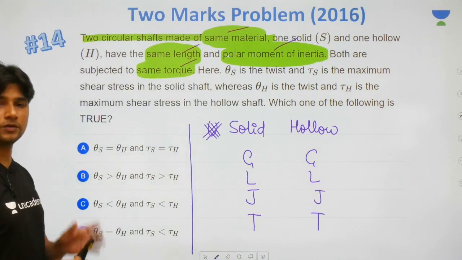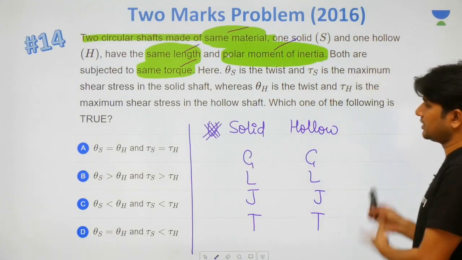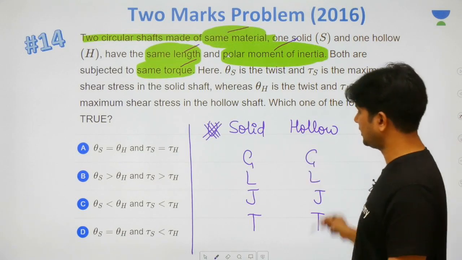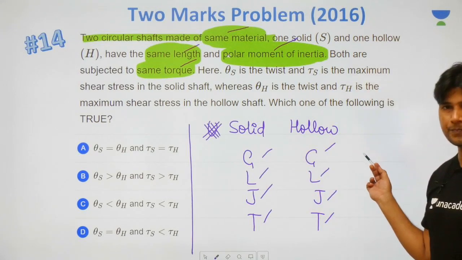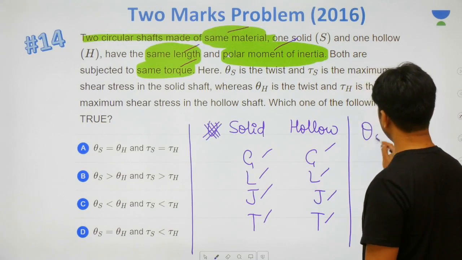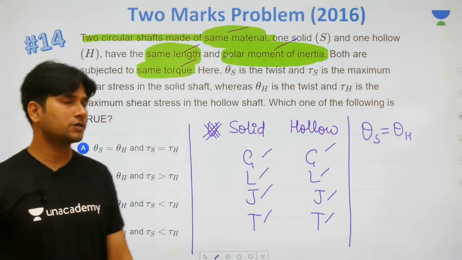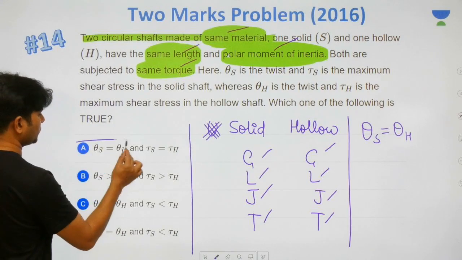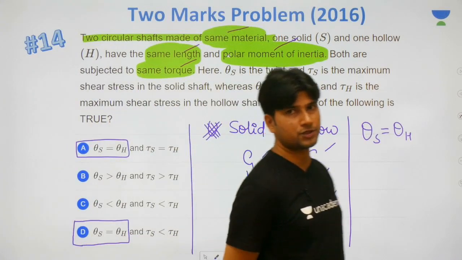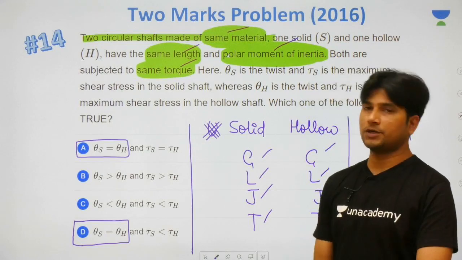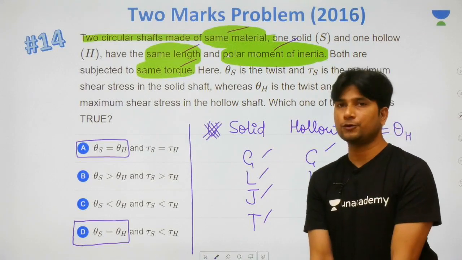Even somebody who just knows the formula TL by GJ can tell, just after reading the problem, that TL divided by G into J is going to be equal. And if T into L divided by G into J is going to be equal, we immediately conclude that theta solid is equal to theta hollow. So either the first option is going to be correct or the fourth option is going to be correct, because theta solid is equal to theta hollow is given in the first one and in the fourth one.